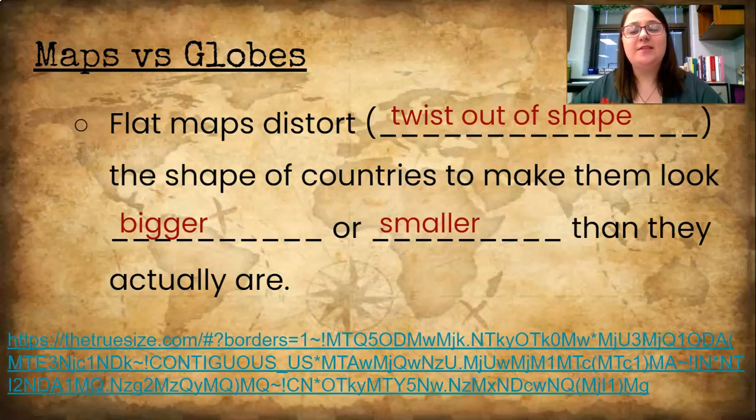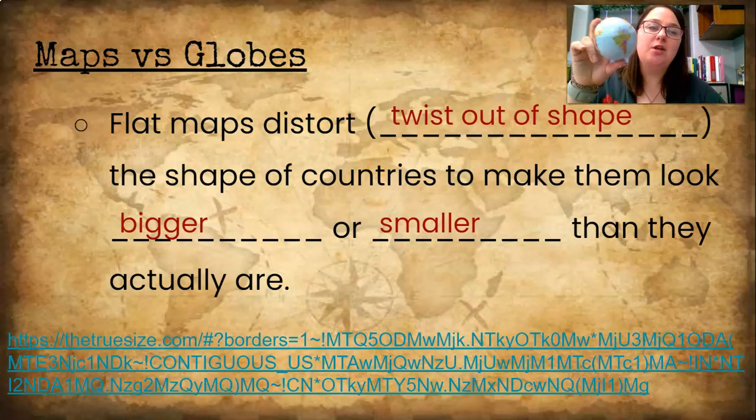Now, normally we would click on this link here, and maybe I'll show it to you sometime in a Zoom session, but for sake of time here in the video, I'm going to skip over it. Maybe I'll show it to you later on in one of our Zoom sessions. But the flat maps will make the countries look bigger or smaller than they actually are, whereas with globes, you can tell a little bit better how big they are in relation to each other, as long as you have one.